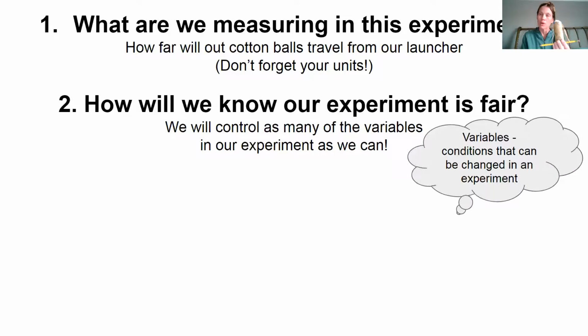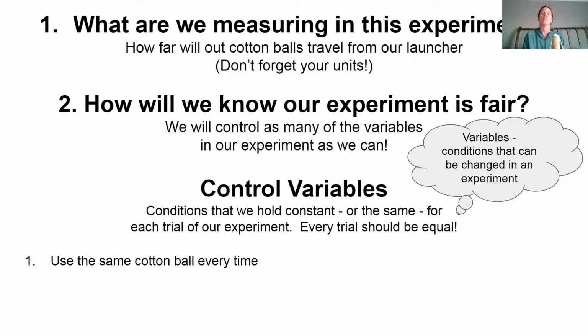If you remember, a variable is a condition that can be changed in an experiment. So what we don't want to do is have our experiment look different each time we run the trial. We want to keep all of the factors, all of the conditions essentially the same. This is a controlled variable. These are when we hold all the conditions constant or the same for each trial in our experiment. Every single trial should be equal in order for it to be fair.